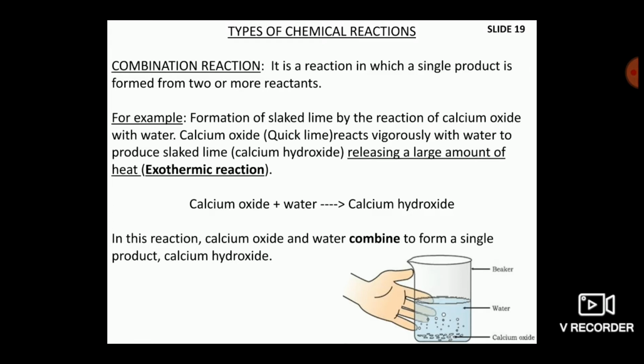Calcium oxide, commonly called quicklime, reacts vigorously with water to produce slaked lime, which is chemically calcium hydroxide, releasing a large amount of heat, which means the reaction of calcium oxide with water is an exothermic reaction. The word equation for this reaction would be calcium oxide plus water giving calcium hydroxide. In this reaction, calcium oxide and water combine to form a single product, calcium hydroxide.